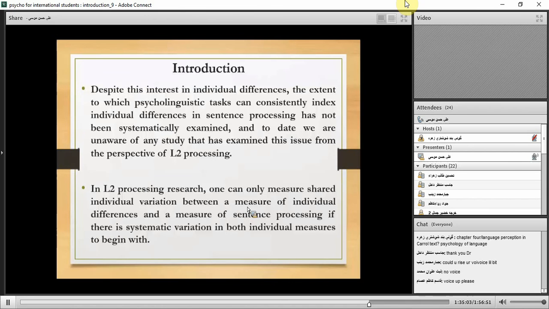In second language research, one can only interpret shared individual variation as a measure of individual differences in sentence processing if there is a systematic variation in both individual measures to begin with. Next slide.